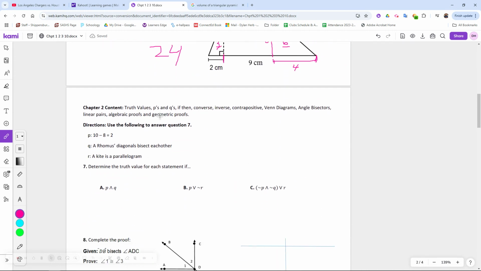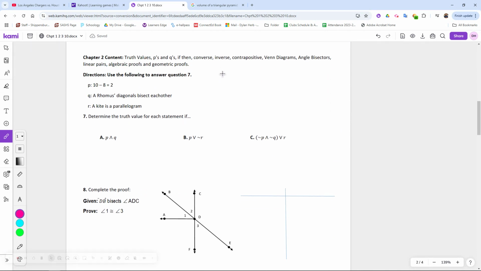There is the first chapter. Second chapter, P's and Q's, converses, inverses, contrapositives, etc. So the converse is where you switch the order. So the converse of P then Q would be just put Q first, put P second. Inverse is just putting a not in front of each. And the contrapositive is a combination of both the converse and the inverse together.